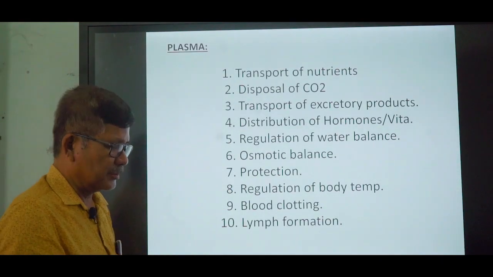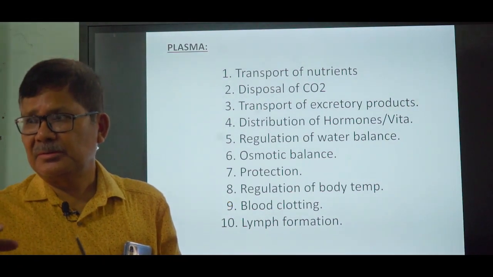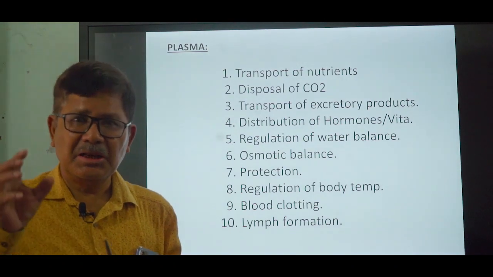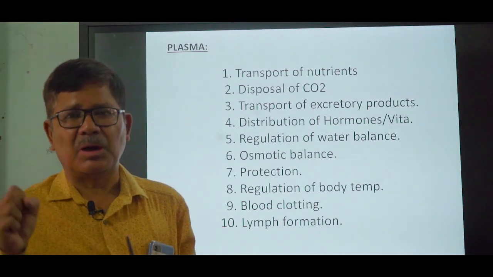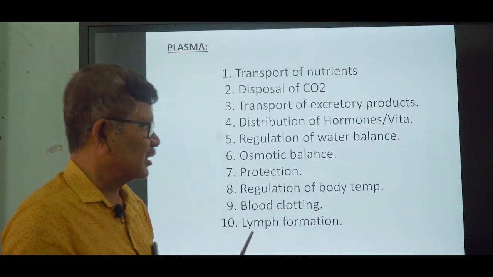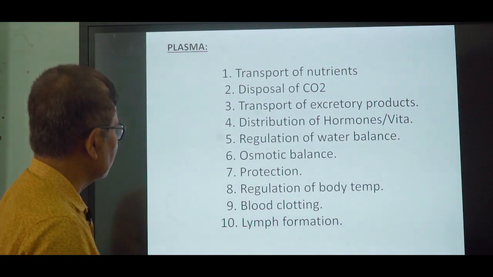Then lymph formation. Like our blood circulatory system, we have a lymphatic system. The lymph is formed from the plasma. It is a circulatory liquid substance that circulates throughout the body through lymphatic vessels.